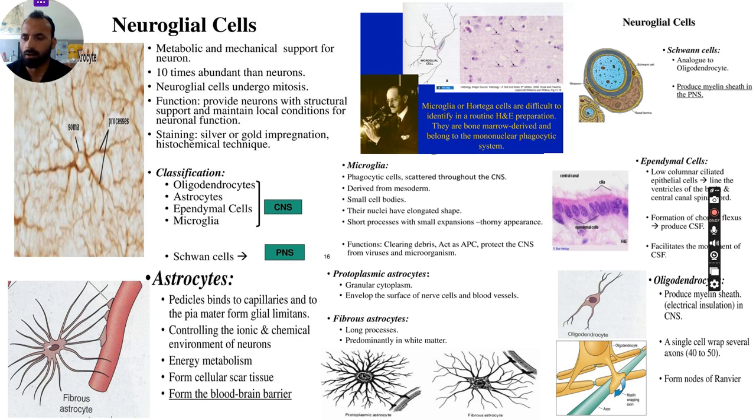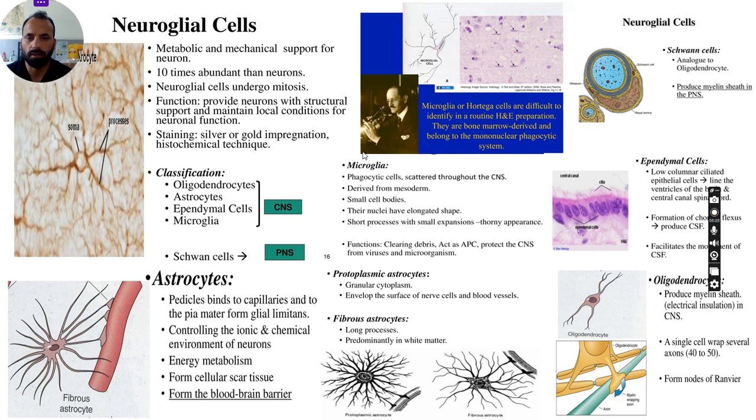And if you look at the structure of the astrocyte, basically it has two types. One is called the fibrous astrocyte, and one is called the protoplasmic astrocyte. The main thing is that in fibrous astrocytes, the processes are very long. And the function of this astrocyte is that it controls the ionic and chemical environment of the neurons.